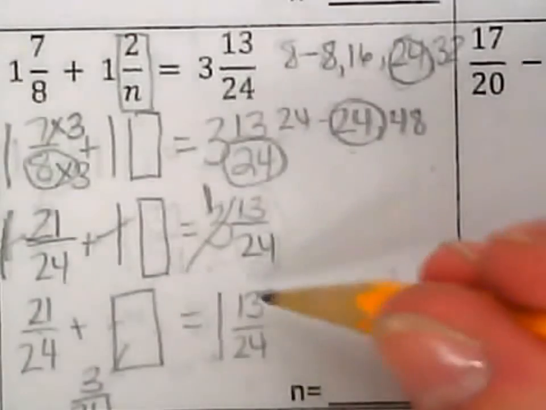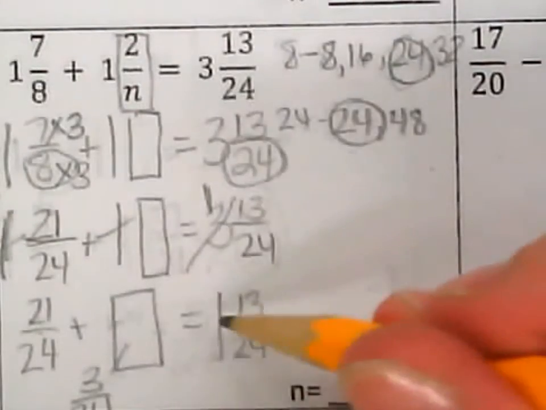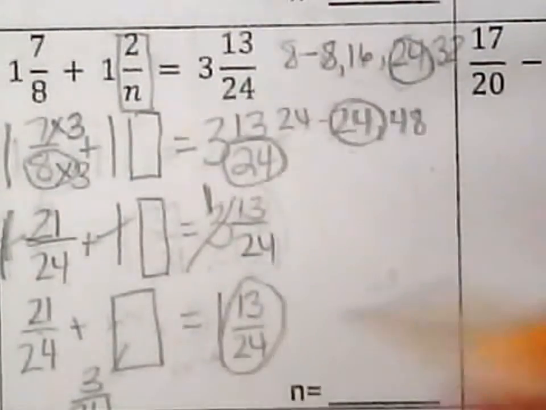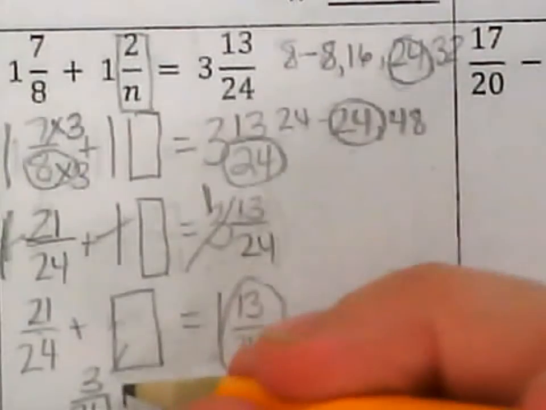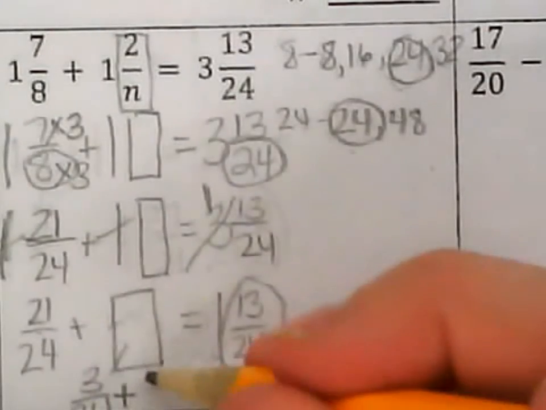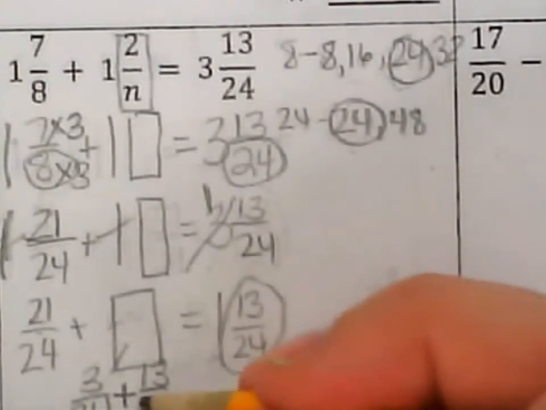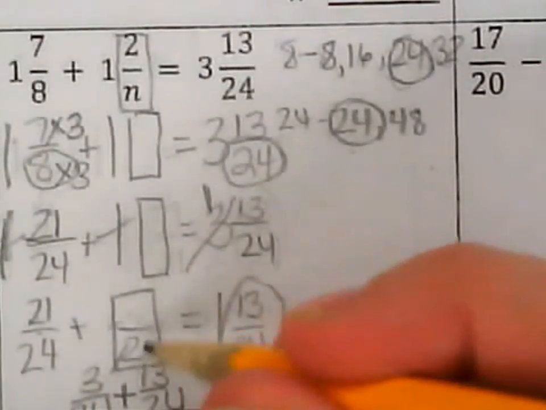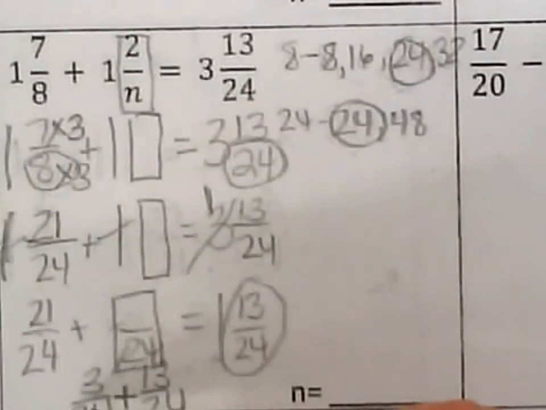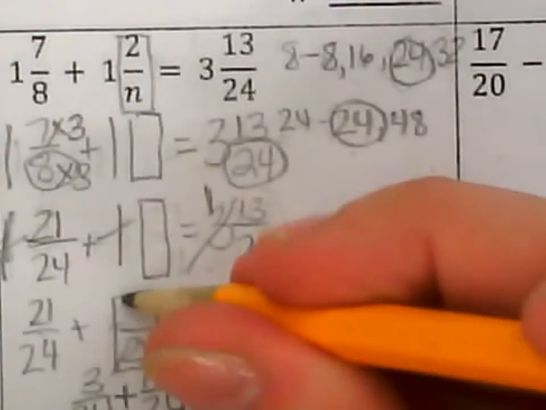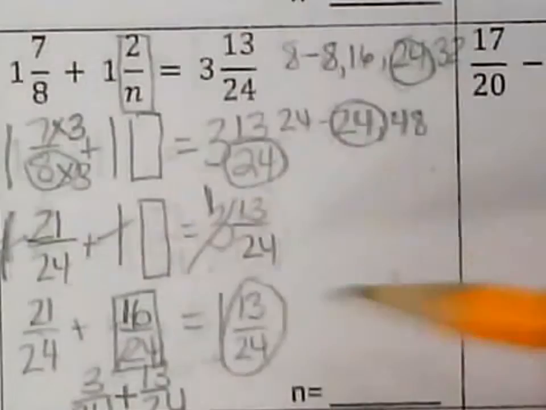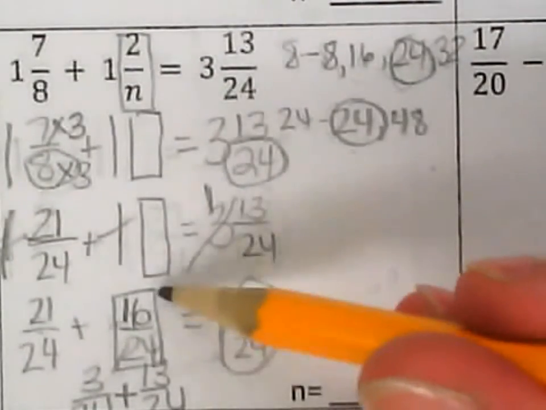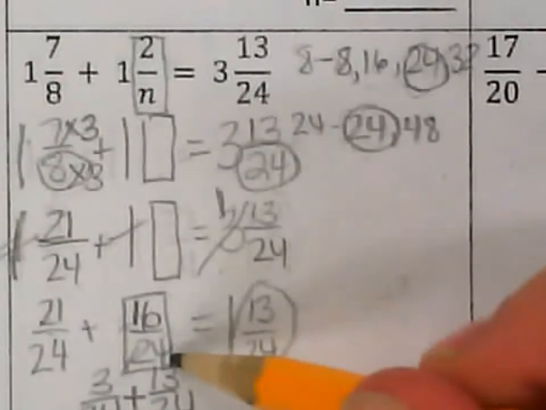But then we need to look at that fraction part. Well, I don't just need one whole, I also need this 13 24ths as well. So I'm going to add that in as well. So I have 3 24ths plus that 13 24ths. Okay, well, I know that my denominator is going to stay the same. That's a given. I have to have like denominators. And 3 plus 13 is equal to 16. So that missing fraction part is 16 24ths.